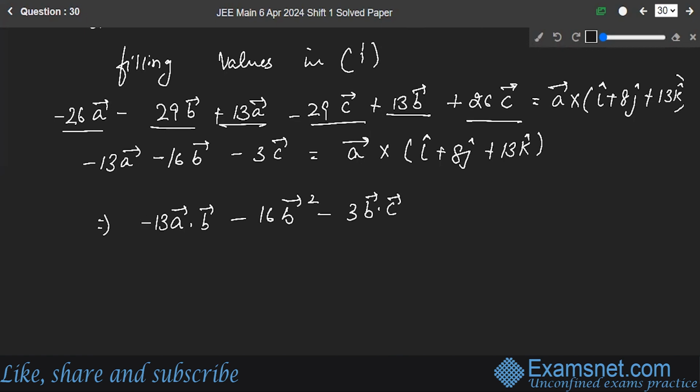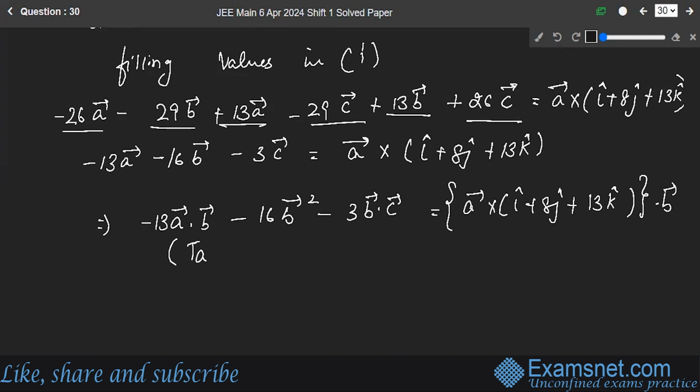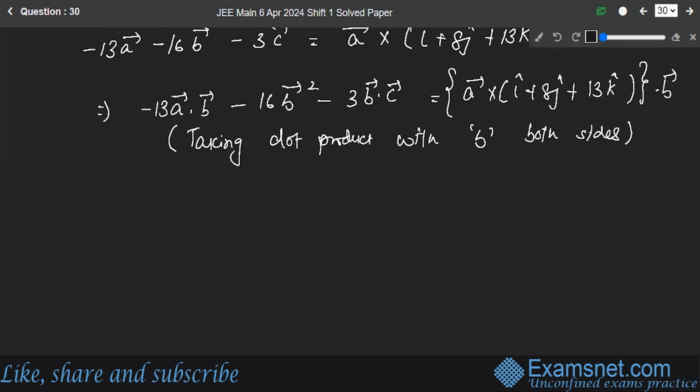And I'm taking the dot product with B on both the sides. So this is equal to A cross this vector, dot product with B. Fine. So this makes it, see from here, this is A dot B.